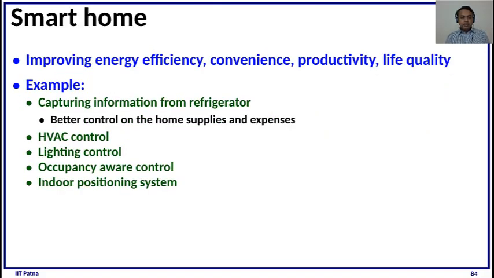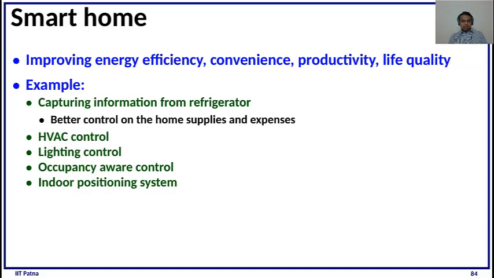So let's look into a very basic scenario like smart home. Why do we need a smart home? Because we need an energy efficient building, or I should reduce my energy consumption, because if I consume more energy, I'm producing more carbon footprint, and that's not good for the environment. Also, if I have a smart home, it can provide convenience for us. It can increase the productivity of the people staying in the home. It can improve the life quality of the people.